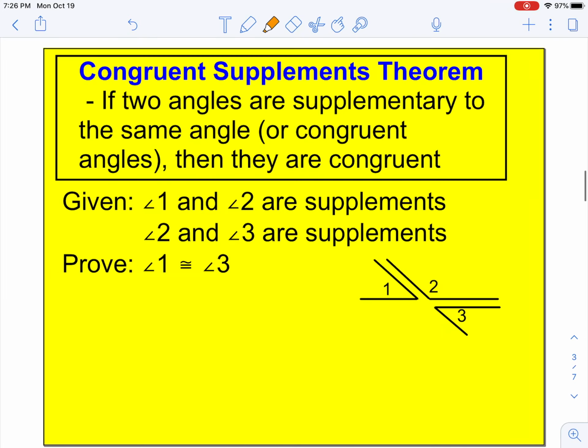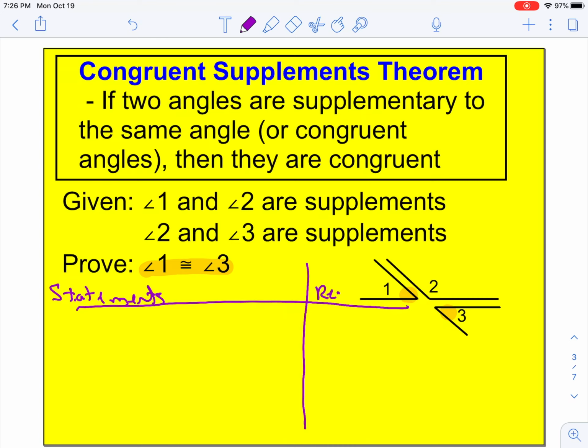So let's talk about another theorem. This is the congruent supplements theorem. It says if two angles are supplementary to the same angle or congruent angles, then they are congruent. So we are going to try to prove here that angle 1 is congruent to angle 3. We're going to do that using the fact that we are given that angle 1 and angle 2 are supplements.